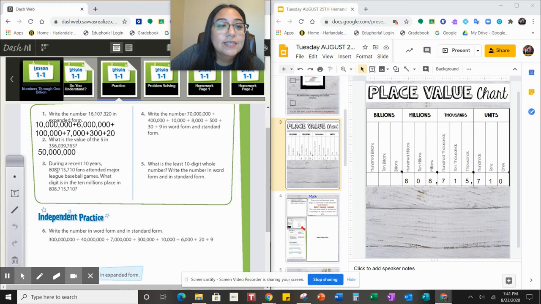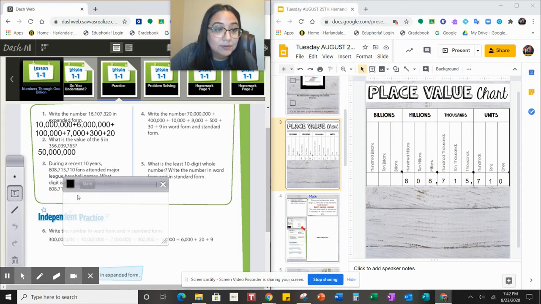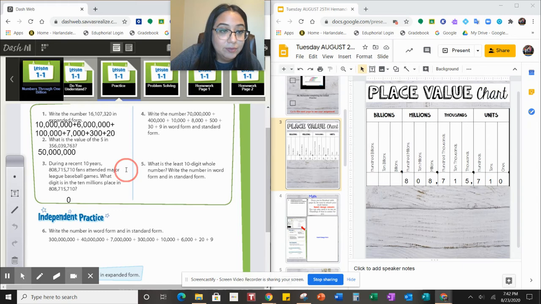Okay, so now I can say that over here. During a recent 10 years, 808,715,710 fans attended Major League Baseball games. What digit is in the 10 millions place in 808,715,710? So the place value chart makes it so much easier. It wanted the 10 millions place. We go over here, ones, tens, hundreds, thousands, 10,000s, 100,000s, millions, 10 millions. So what digit is in the 10 millions place? It's a 0. So that's all I have to put. 0 goes there. And we're done with that one.